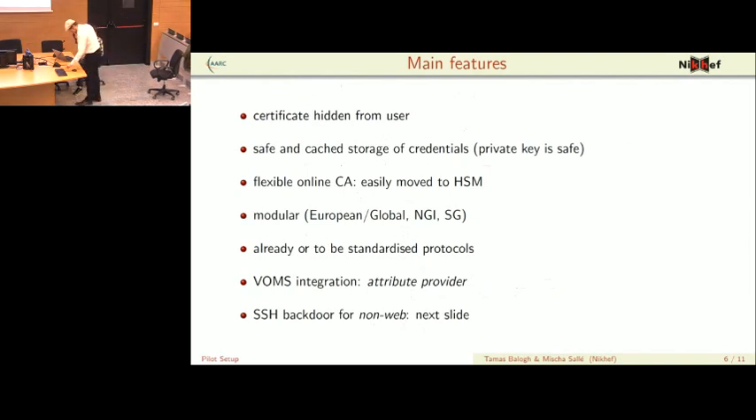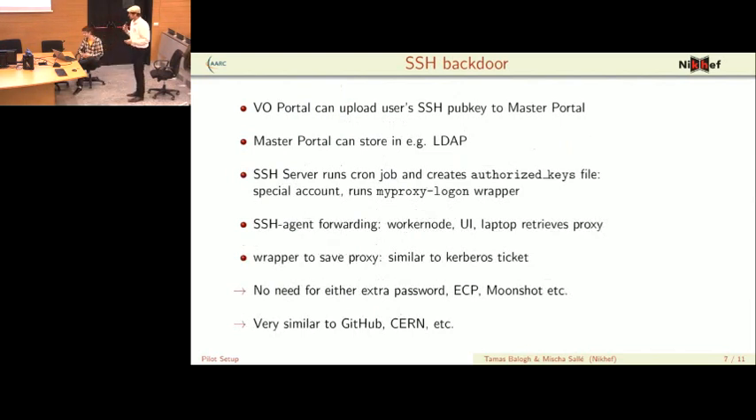And I think then we were doing the demo for that. So basically, the VO portal could upload an SSH public key to the master portal. This is in a sense a very similar setup to what GitHub is doing, and also what CERN is doing. So the user uploads his public key, and then that can be used for authenticating in all kinds of different ways. The master portal could store this, for example, in an LDAP. The SSH server would run some cron job to retrieve those SSH keys from the LDAP and create a custom authorized keys file with a special account. And this special account can only run one command, which is a sort of wrapper to MyProxy logon.